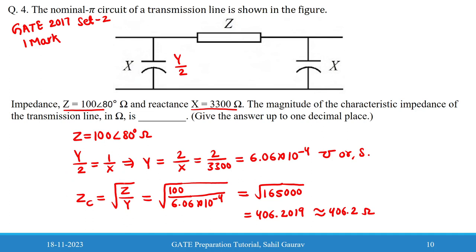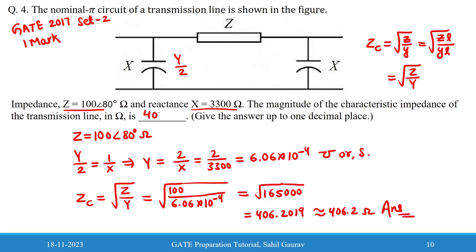So here the series impedance and shunt admittance are not given per kilometer. We have seen the characteristic impedance as the root of small z divided by small y. Basically when you multiply each with the length L, it becomes the total value, so Z divided by Y. So we can use this expression also. So this is going to be the answer, 406.2 ohm.